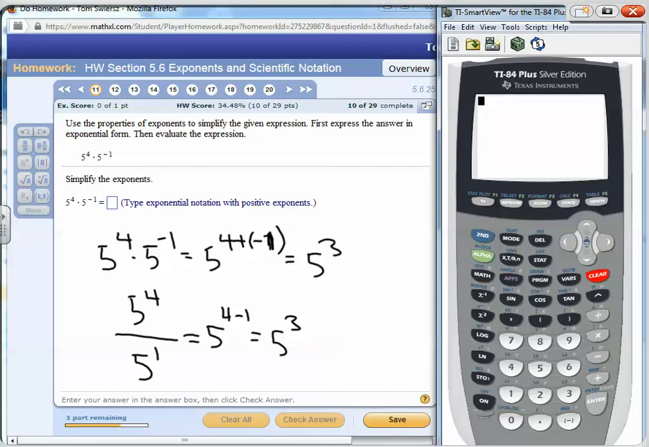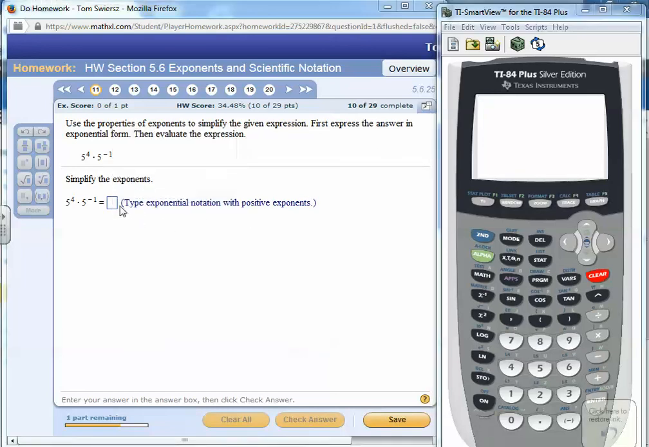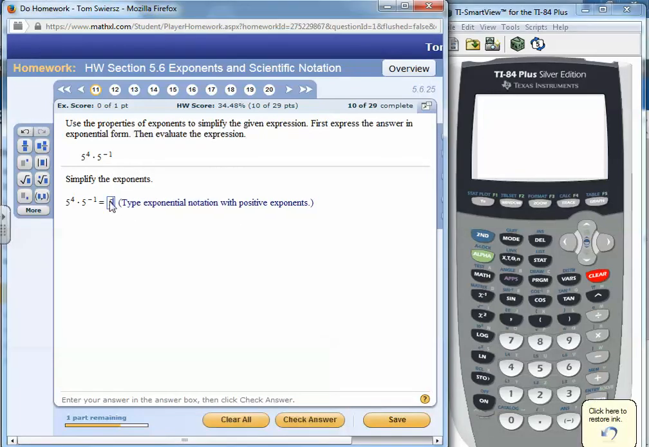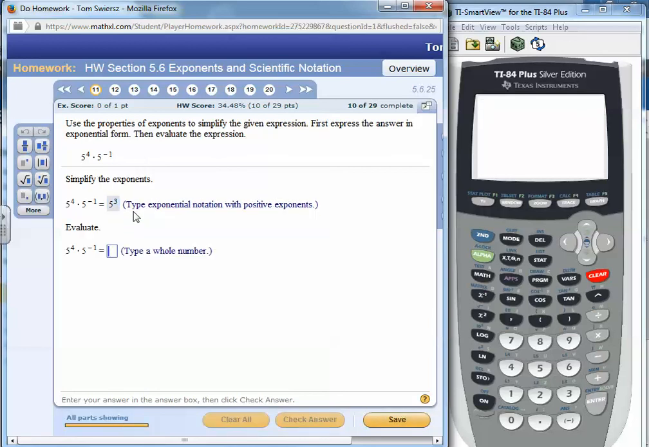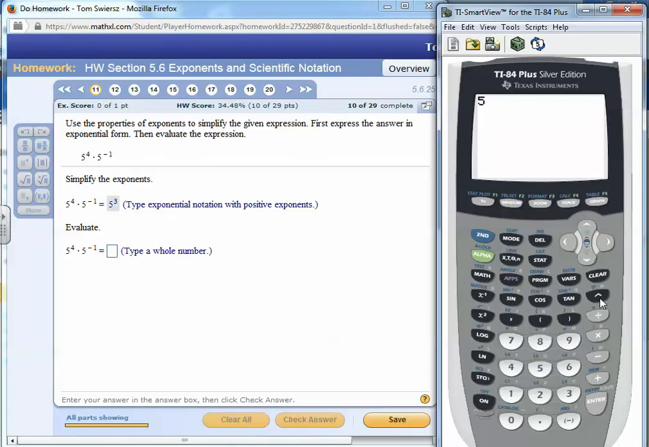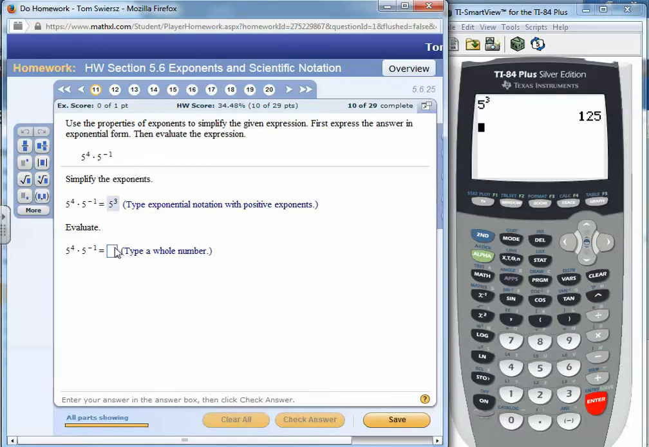Again, exponential with positive exponents. So the answer is, the base is 5. Choose the exponent superscript, second one down from the right, on the left, and it's to the 3rd power. And there's our answer. And then evaluate 5 to the 3rd power is 125.